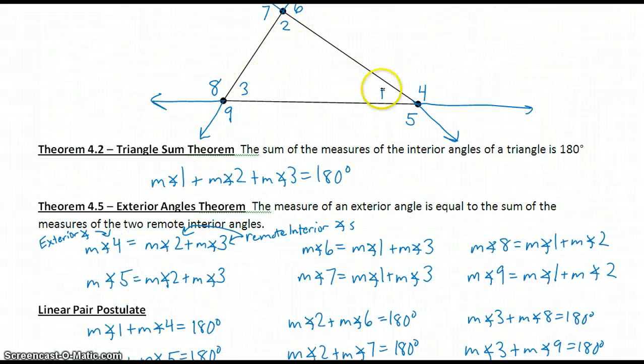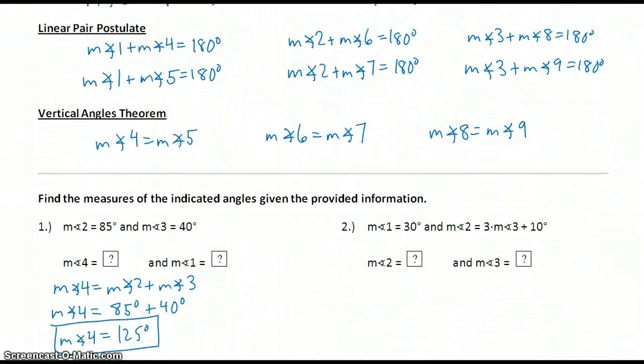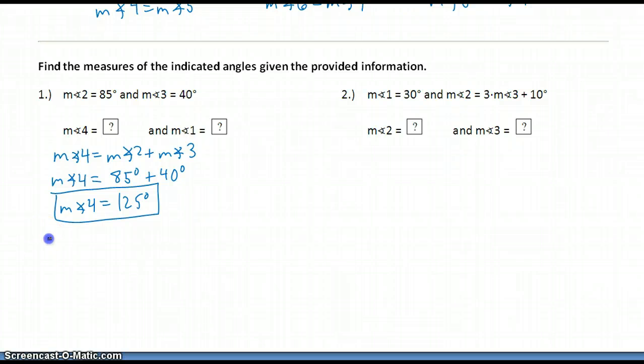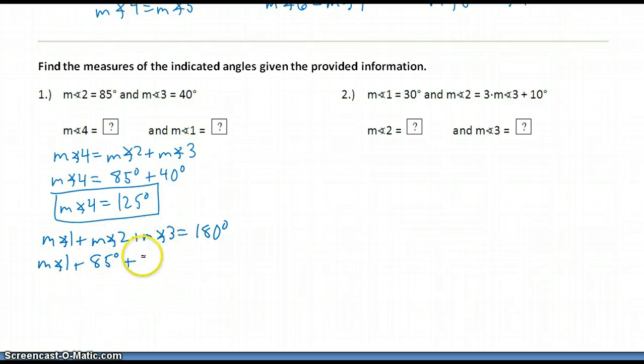Well, 2, 3, and 1 are all my interior angles, and the triangle sum theorem says that all three angles together will equal 180 degrees. That's where I want to start. The measure of angle 1 plus the measure of angle 2 plus the measure of angle 3 is going to equal 180 degrees. Now let's substitute in what we know. The measure of angle 2 is 85 degrees, and the measure of angle 3 is 40 degrees.